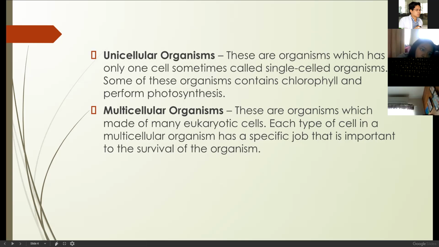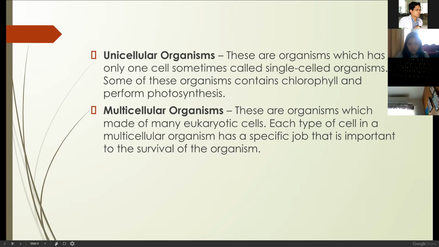Okay. One good example, bacteria, bacterium. Now, if you're going to look at a bacterium, it's complete already. Amoeba, it's complete already. So it's an organism with a single cell. That's unicellular. How about multicellular organisms? Okay, these are organisms which are made of many eukaryotic cells. Again, a multicellular organism is made up of many eukaryotic cells, meaning cells that have a true nucleus. Each type of cell in a multicellular organism has a specific job that is important to the survival of the organism. Just like you, yeah?